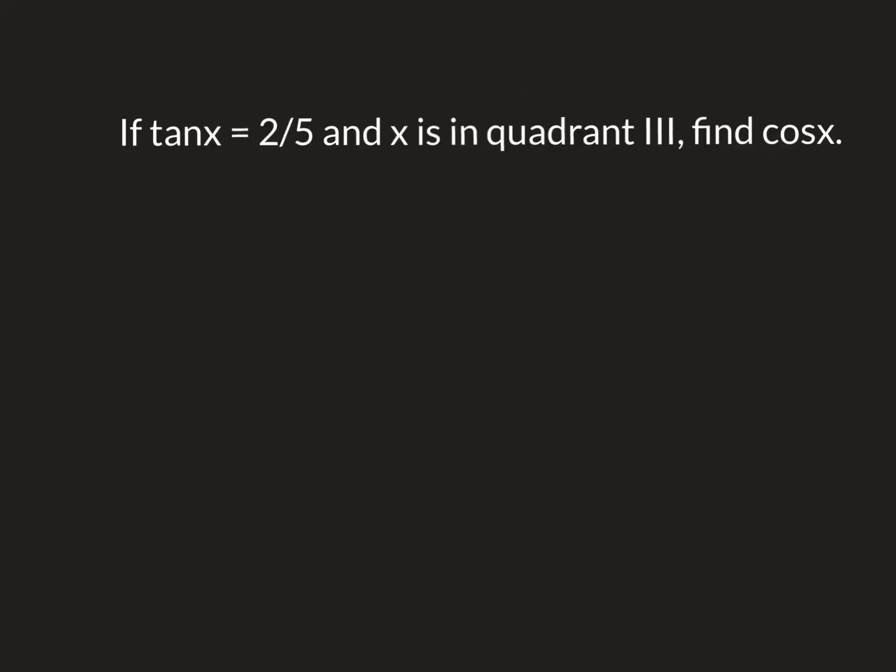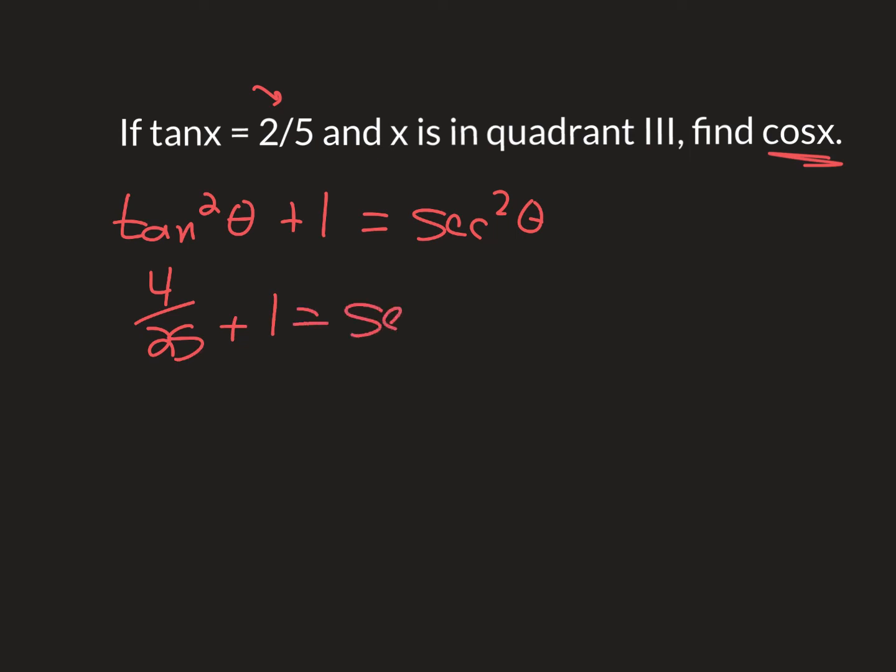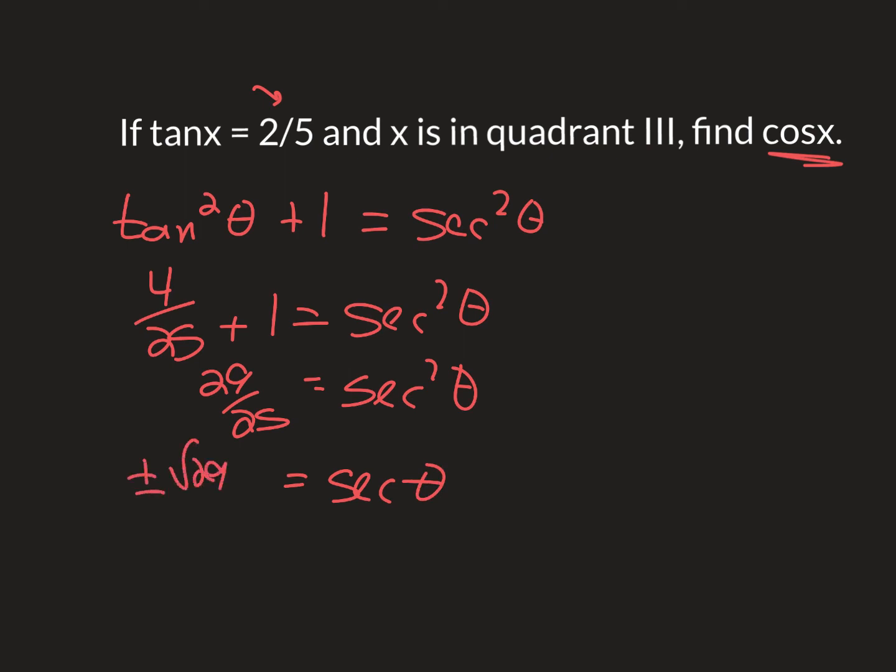This one says if tangent is 2/5 and x is in quadrant 3, find cosine x. What we learned a minute ago on the identities was that tangent squared plus 1 is secant squared. I like that one because secant squared and cosine are reciprocals of each other, so I can find cosine by just taking the reciprocal. Tangent x is 2/5. If I square 2/5, you get 4/25, plus 1 is secant squared. Adding 4/25 and 1, you get 29/25. Take the square root, and you get plus or minus the square root of 29 over 5.